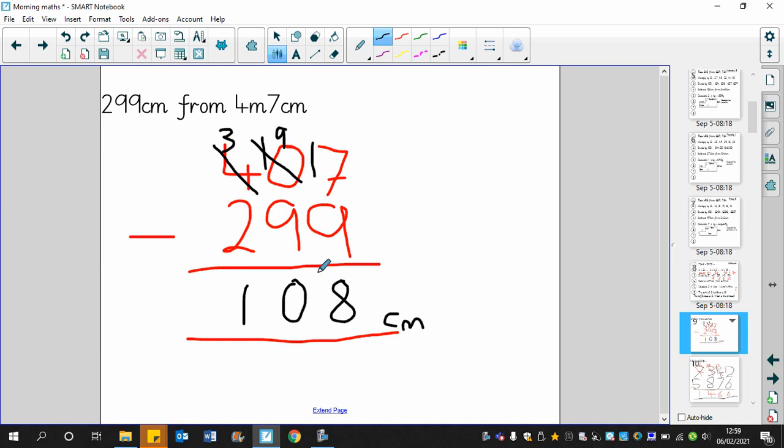Okay. Another way you could do it is you could say, right, start at 299, and then from there take a leap of 1 centimeter up to 300, and then a leap of 100 centimeters to go up to 400, and then a leap of 7 to go up to 407. So you've got 1 there, you've got 100 there, and you've got 7 there. And if you add those together, you get 108, which is what we've got down there. Lovely.